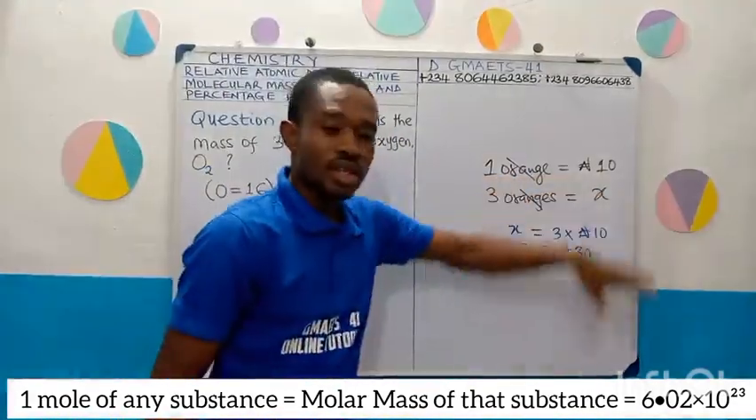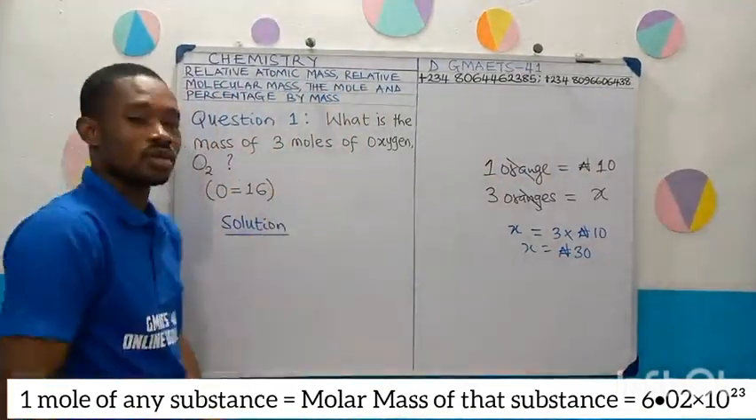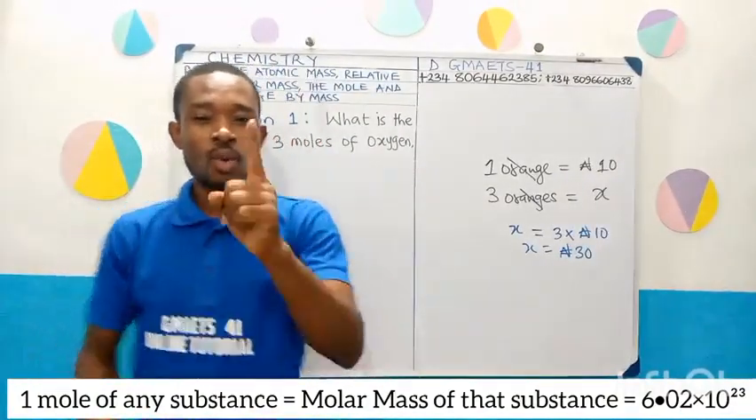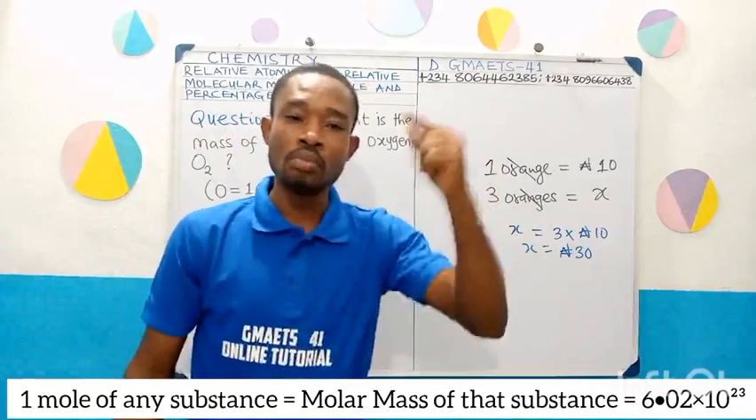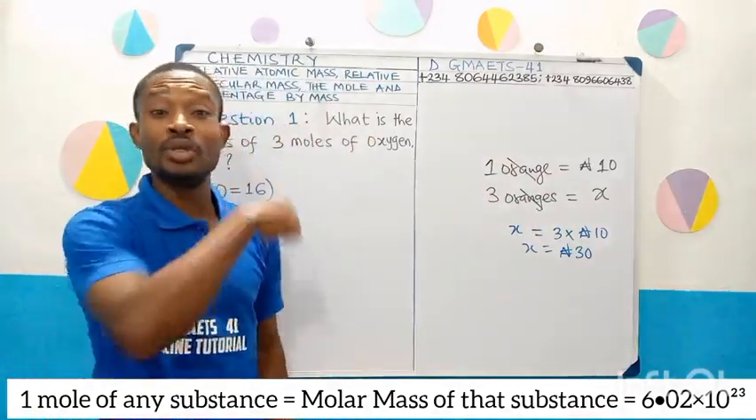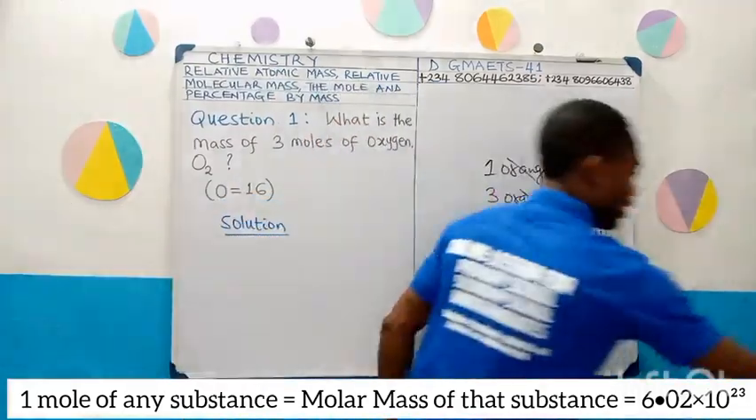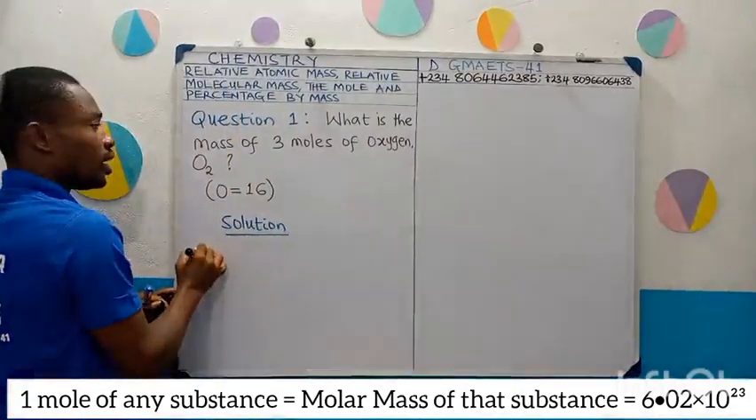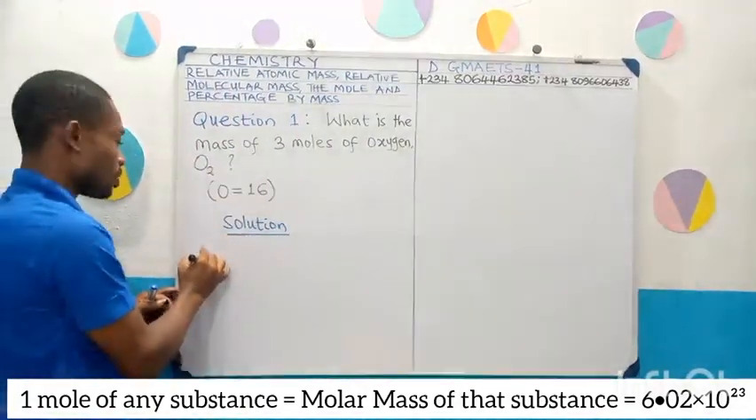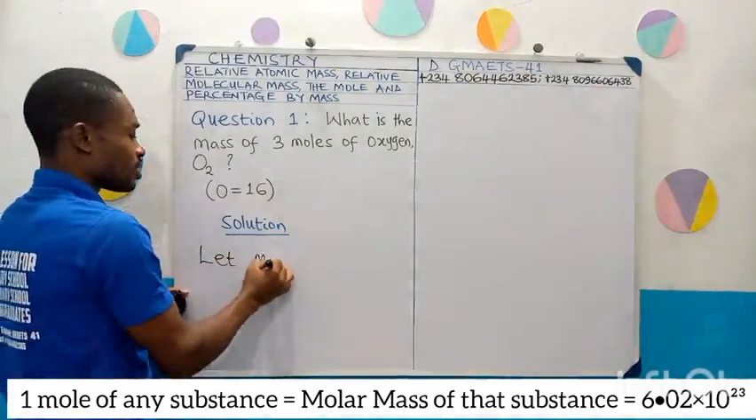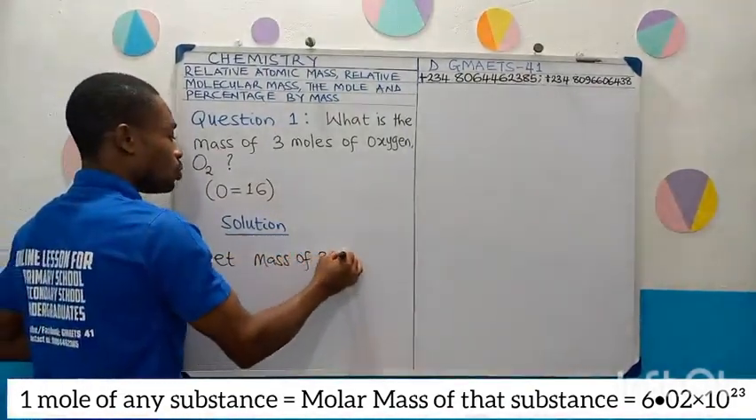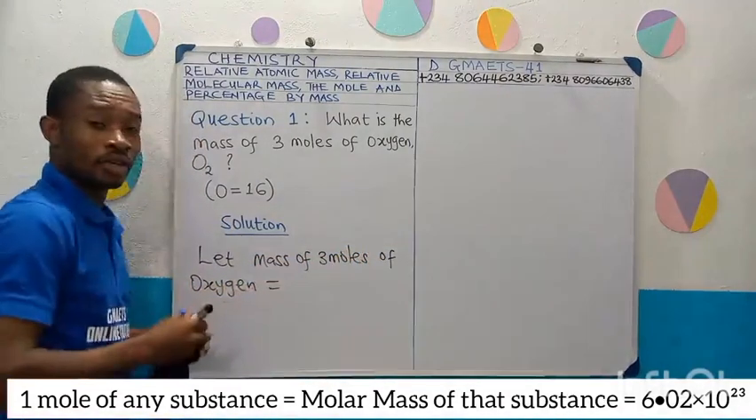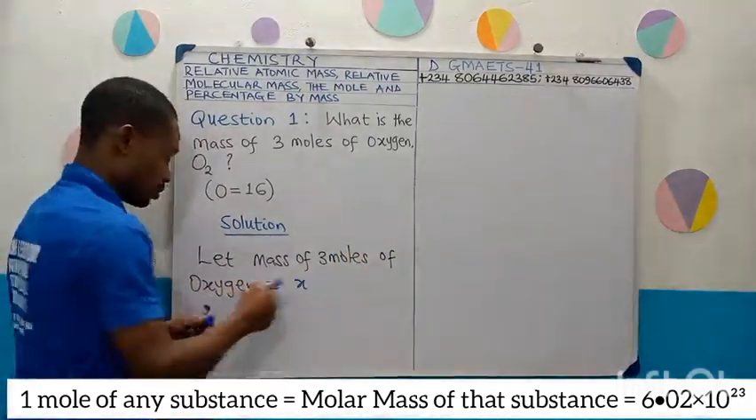So this standard is very important, and that's the same thing I want you to understand about this question. We are to calculate the mass of 3 moles of oxygen, but we know that as a standard, 1 mole of any substance is equal to the molar mass of that substance. We'll use that to build this up. Are you ready? Okay, let me wipe this. I will start by saying, here we're given the number of moles to be equal to 3. So I will say let the mass of 3 moles of oxygen be equal to, I don't know, so let it be equal to X.